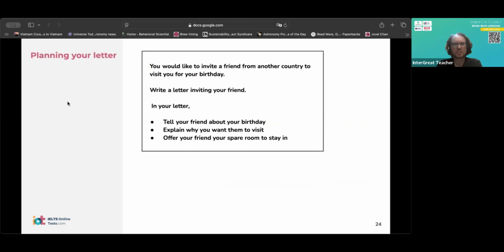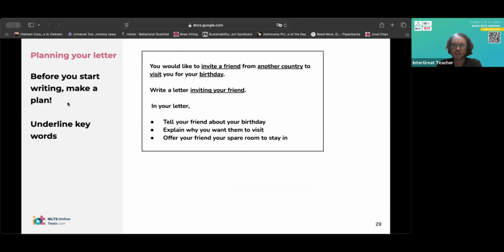So back to our question. And before you even start writing about this topic, I would suggest to you to make a plan. And by doing this, we can go through, we can highlight some keywords. As you can see, some important points like birthday, inviting, telling about your birthday, explaining the visit, and the spare room. So you may want to think about some details that you could mention related to these key points.